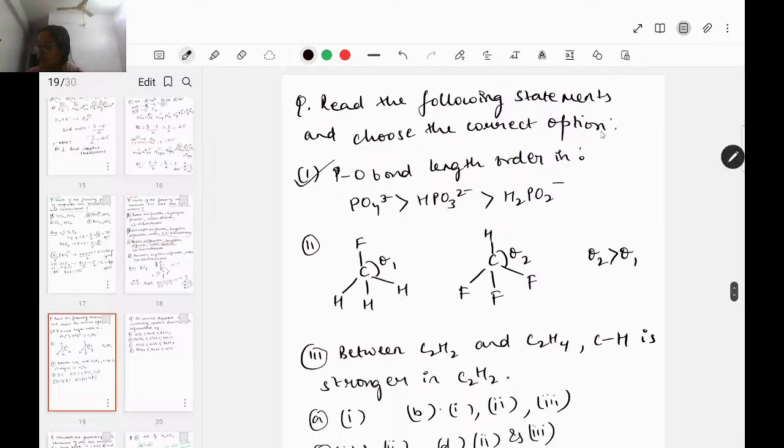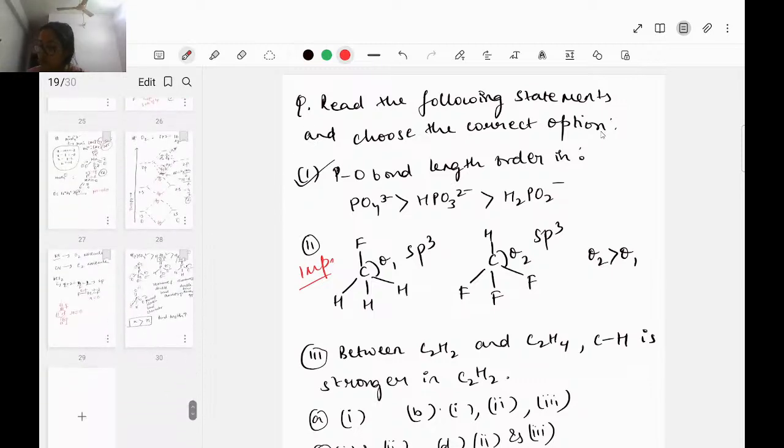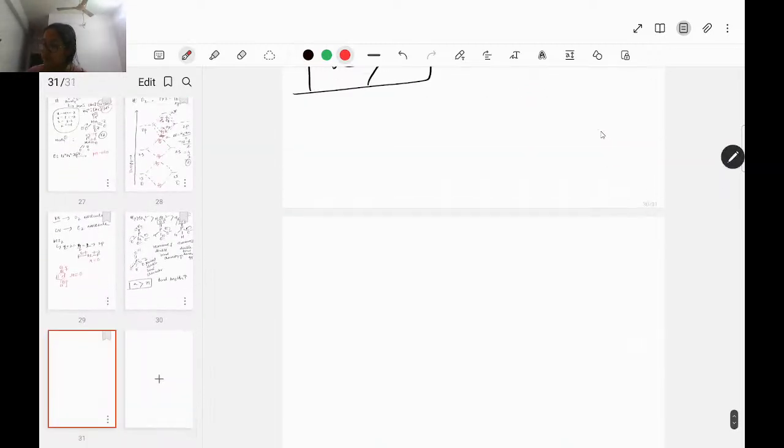So let us see. Okay, in CH3F and CF3H, the bond angle of theta 2 is greater than theta 1. Yes, both are tetrahedral, but why is the bond angle of theta 2 greater than theta 1? Because over here both are sp3. But since fluorine is more electronegative, carbon has a tendency, it is very important, to bond with fluorine with its orbital which has a higher p character.